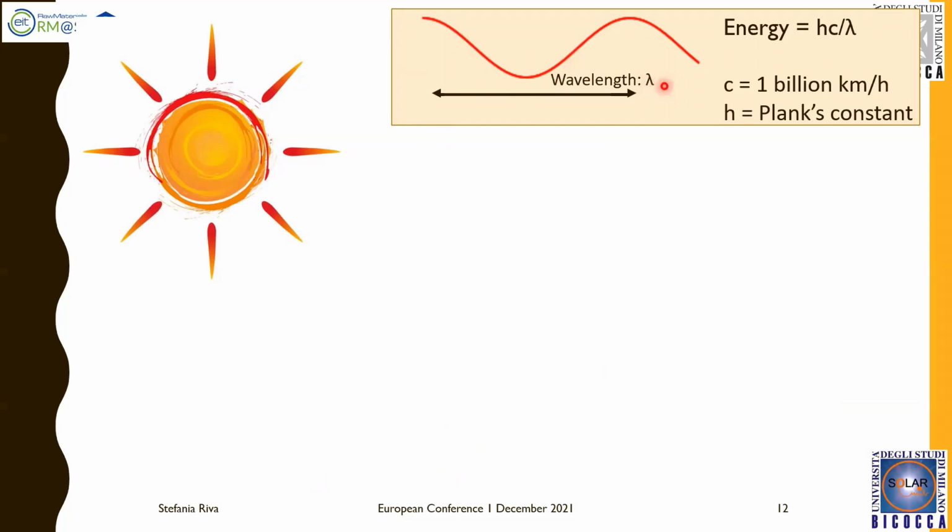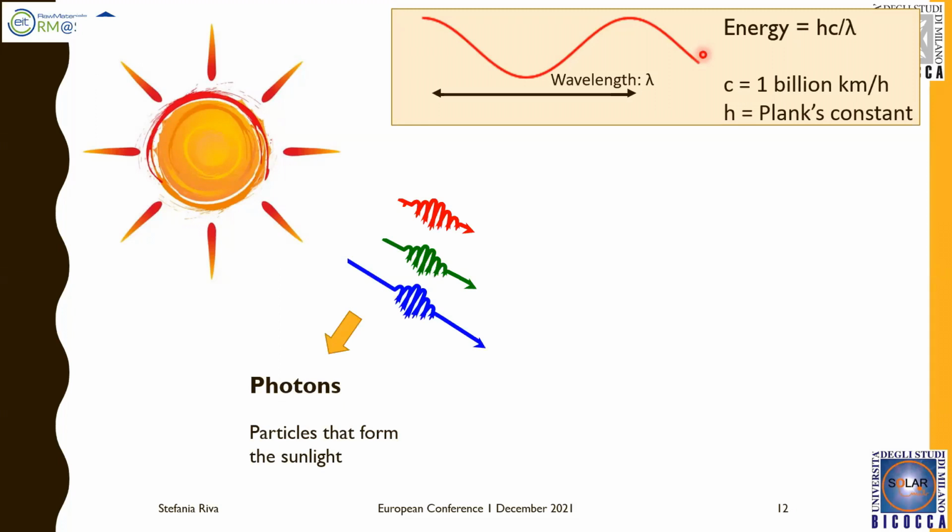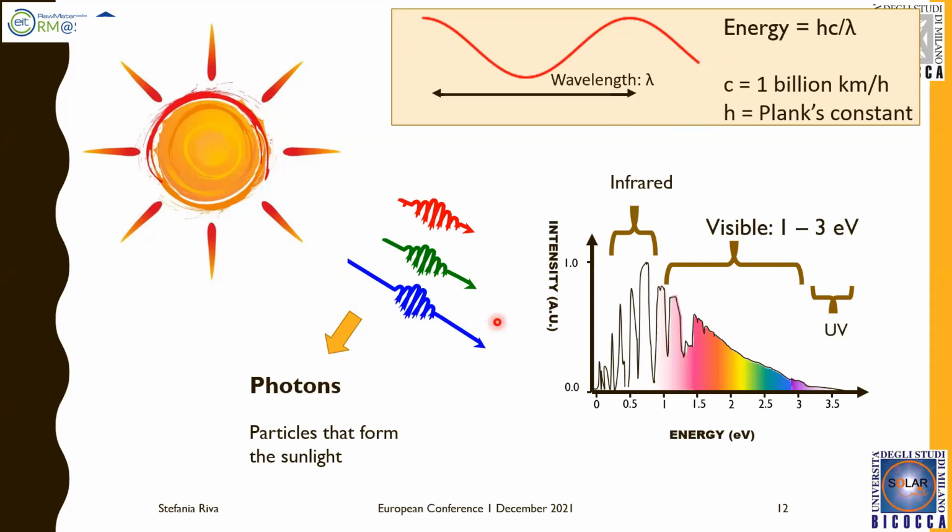Looking better at the source, the sun emits sunlight or sun rays, and they are rays with a certain wavelength. Knowing the constants, like the speed of light and the Planck's constant, and the wavelength of the ray, it is possible to find the energy of the ray. The sunlight can also be seen as a particle, and the particles of light are called photons. They have different energies. So if we count the number of photons at a certain energy, we can obtain this graph, which is a spectrum. In this case, it's the sun spectrum.